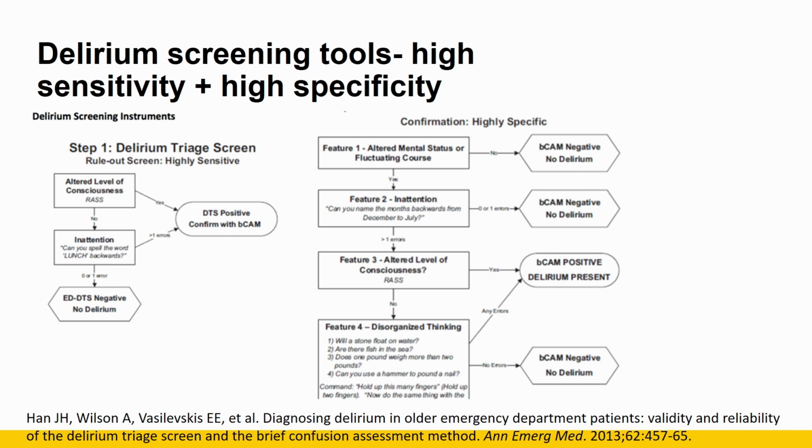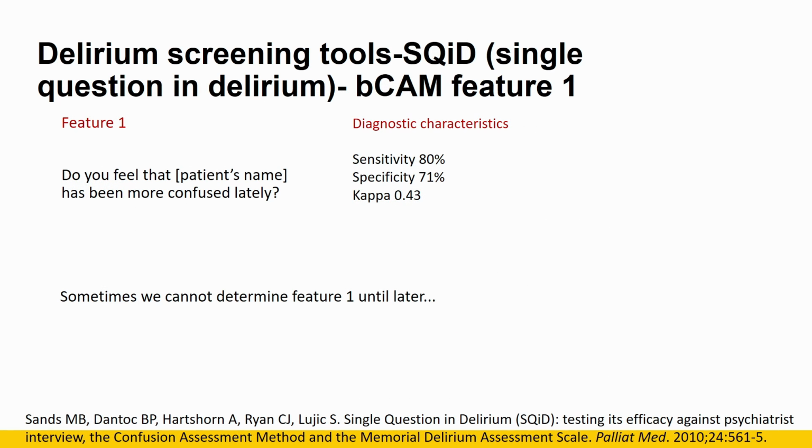If the DTS is positive, then clinicians will be asked to do the BCAM. If the DTS is negative, then the screening process stops. We are going to focus on how to administer the BCAM. Now let's go over each feature for a BCAM. For Feature 1, we can use a single question in delirium, or SCID. The question that you can ask is, do you feel that patient's name has been more confused lately?